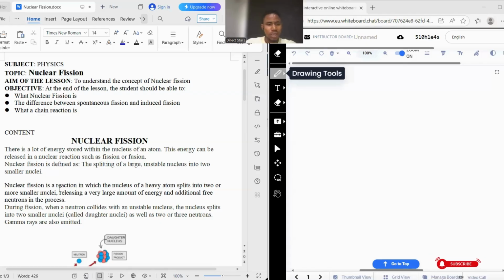Nuclear fission is a reaction in which the nucleus of a heavy atom splits into two or more smaller nuclei, releasing a very large amount of energy and additionally free neutrons in the process. So this is how it looks. We have these, and after that, there is a neutron there. This neutron is trying to find a way to get to the atom.